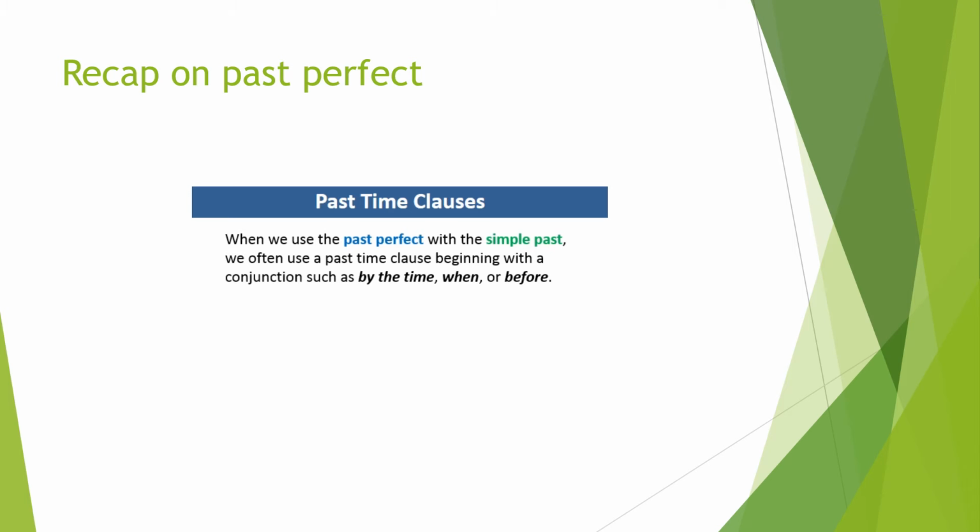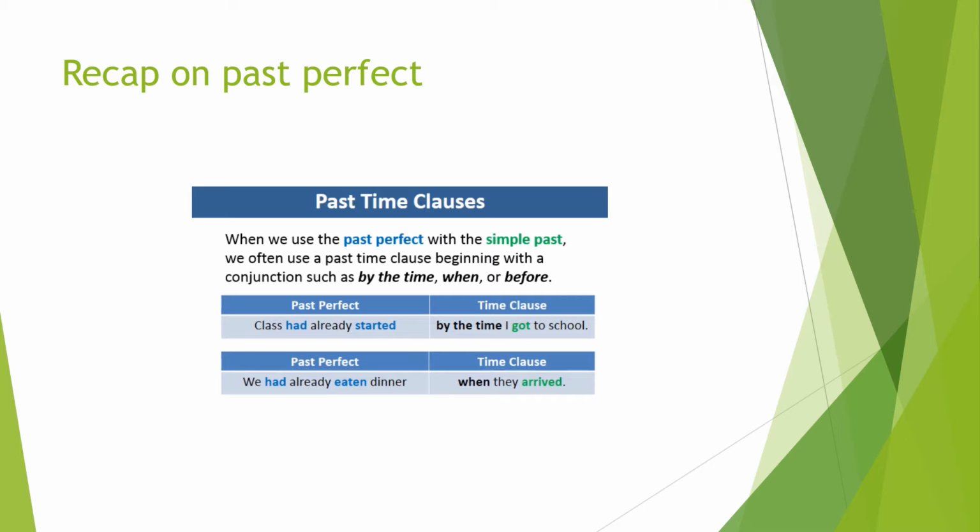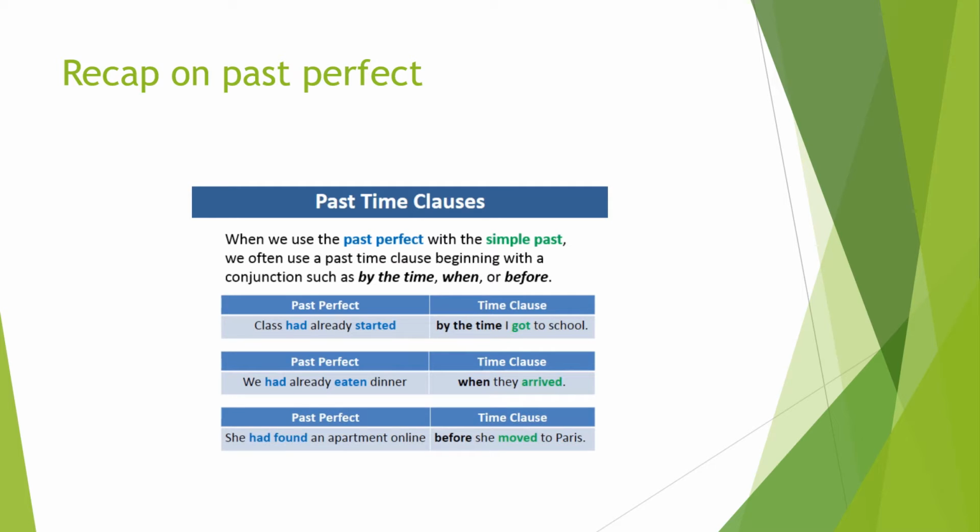Past time clauses. When we use the past perfect with the simple past, we often use a past time clause, beginning with a conjunction, such as by the time, when, or before. Class had already started by the time I got to school. We had already eaten dinner when they arrived. She had found an apartment online before she moved to Paris. Notice that for the verb in the time clause, we use the simple past, not the past perfect.